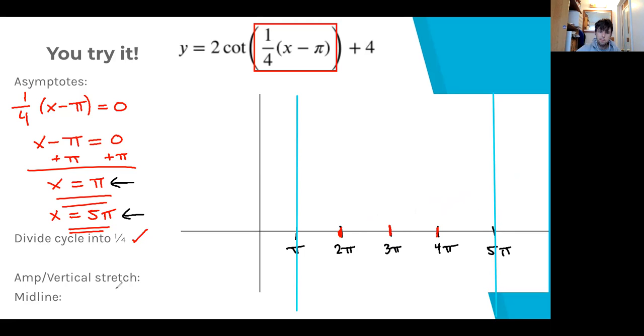Next thing is amplitude and midline. I'm going to go in the same order that I did last time. So my midline is going to be up at 4, and my amplitude is 2. So we're going to have to go up to 6, adding those together, and down to 2. So 1, 2, 3, 4, 5, 6. 6 will be the highest, 2 will be the lowest, and then 1, 2, 3, 4 will be my midline.